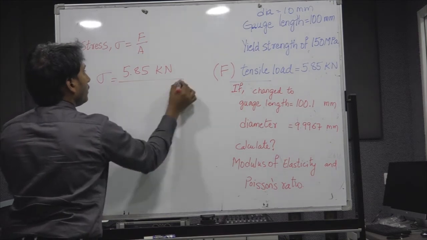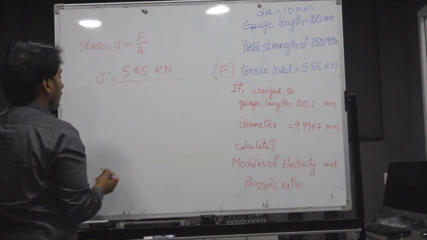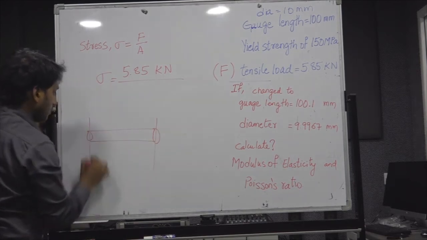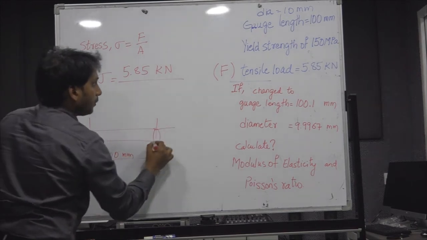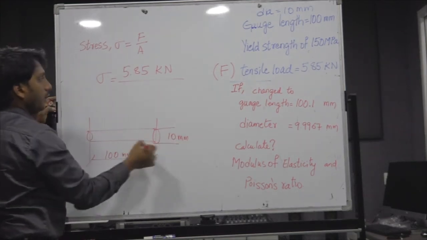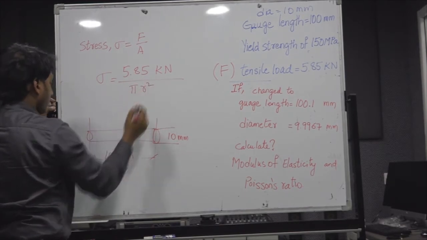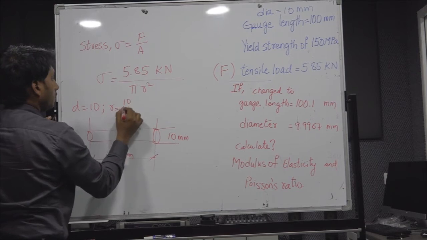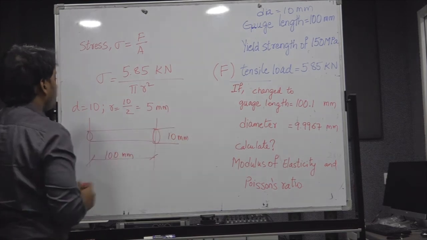kilonewton divided by area. Area means, the rod looks like this. The length of the rod is 100 mm. The diameter of the rod is 10 mm. So this area you can write as pi r square. Diameter is equal to 10, radius is equal to 10 by 2, that is 5 mm.